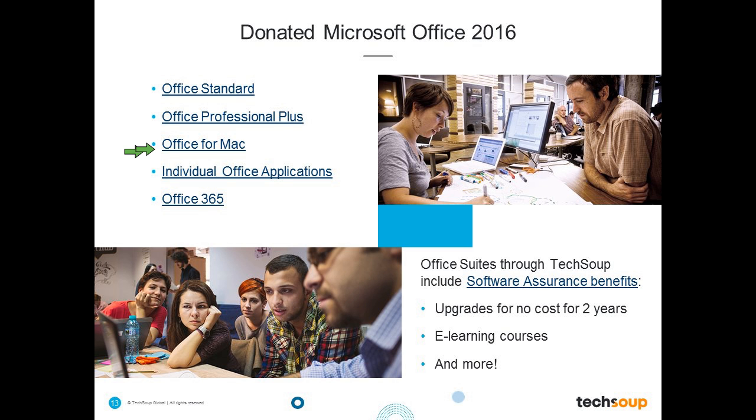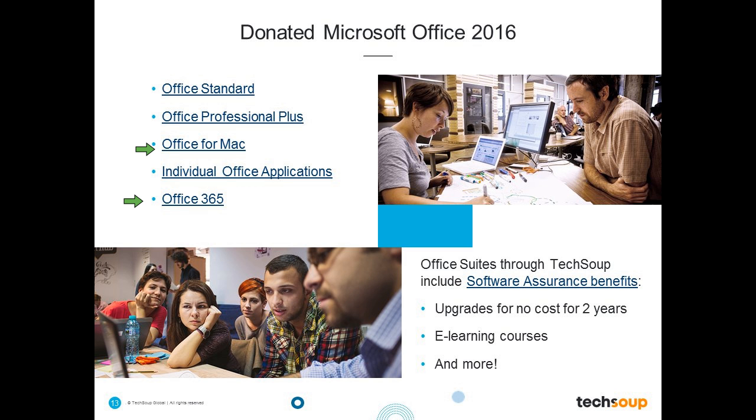One thing that you might notice, Skype for Business is included in the Windows versions, Standard and Professional Plus. It is not automatically included in Office for Mac, but we do offer the Link for Mac app separately, and that would be under the individual applications that we have available on TechSoup. So you do need to request that particular app outside of the Office donation if you want access to that. In addition to that, Office 365 is available to nonprofits as a donation through Microsoft, and we'll go into more detail on that later.